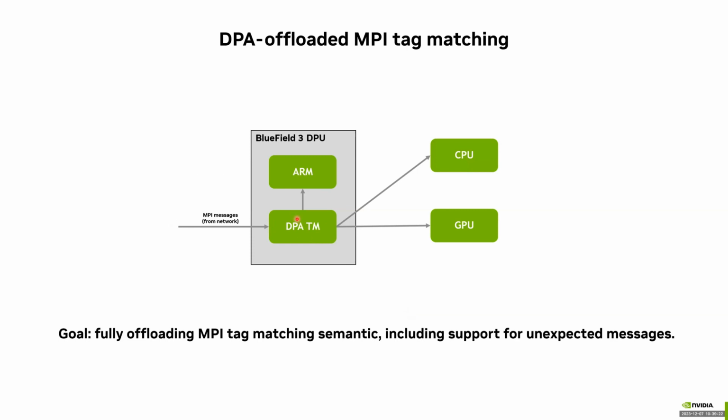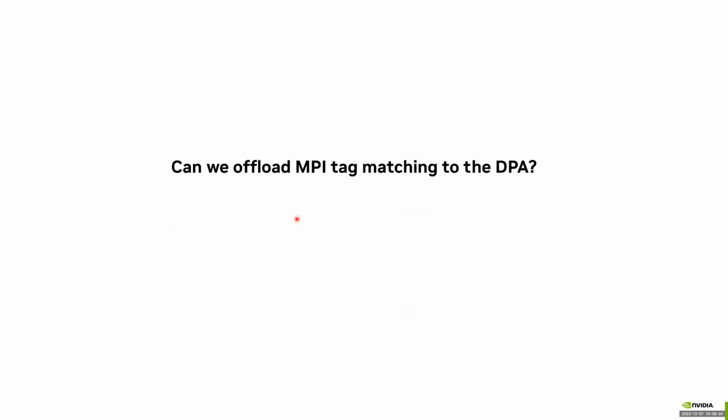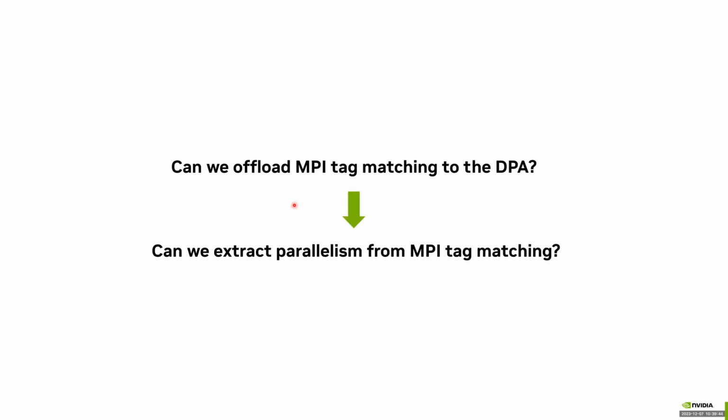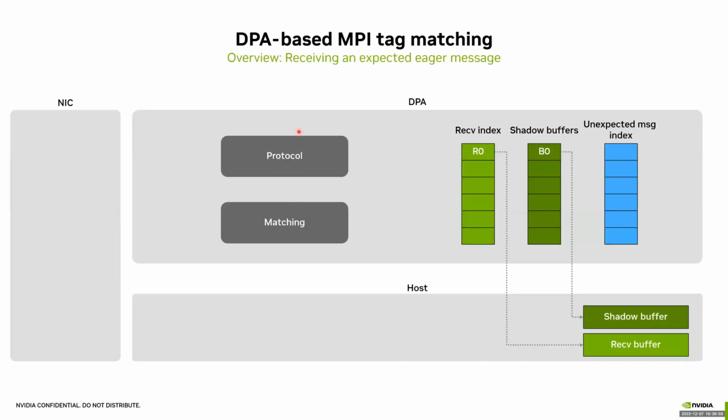Now that we have seen a bit about the architecture of the DPA, we see that those are lightweight RISC-V cores, right? So the idea to extract performance is that you want to extract parallelism. So the question changes from can we offload MPI tag matching to the DPA, to can we extract parallelism from the MPI tag matching, right? We will go to parallelism in 1 second, but before this, here are the data structures and the software components we keep on the DPA.